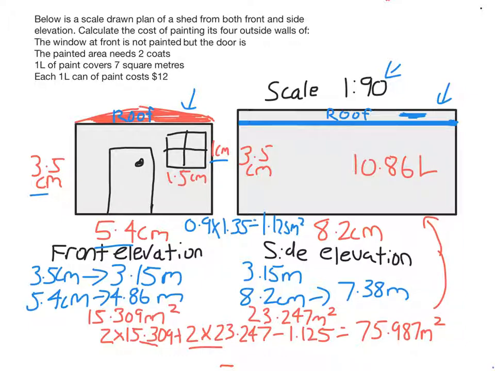I need that to cover the 75.987 meters squared, but because I'm doing 2 quotes, I then need to double that, and that means I need 21.72 litres overall. So if they come in 1 litre cans, I need to round this up. I need to buy 22 litres at $12 a litre. I just times 22 by 12 and I get $264. That's how much it will cost.